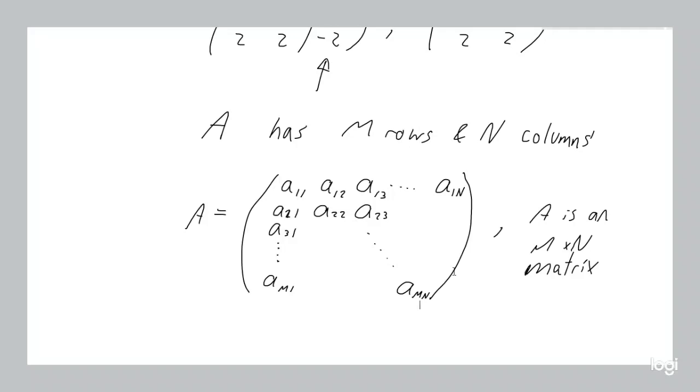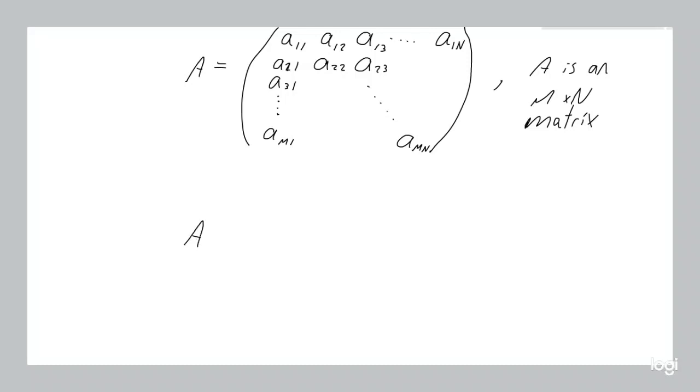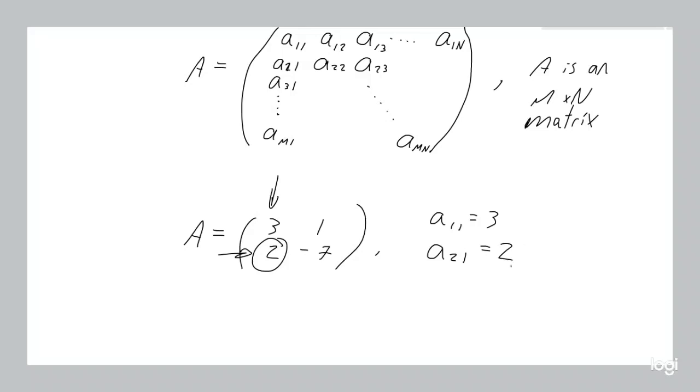So every entry in a matrix has this kind of label, and that will become very useful when we're defining what matrix addition is, and multiplication by a scalar as well. So if we say, for example, let's say our matrix A equals 3, 1, 2, negative 7. Well then A11 equals 3. A second row, first column, what's that? Well, the second row is right here, the first column is right here, so we're talking about the 2. Okay, that's the labels we're going to use.